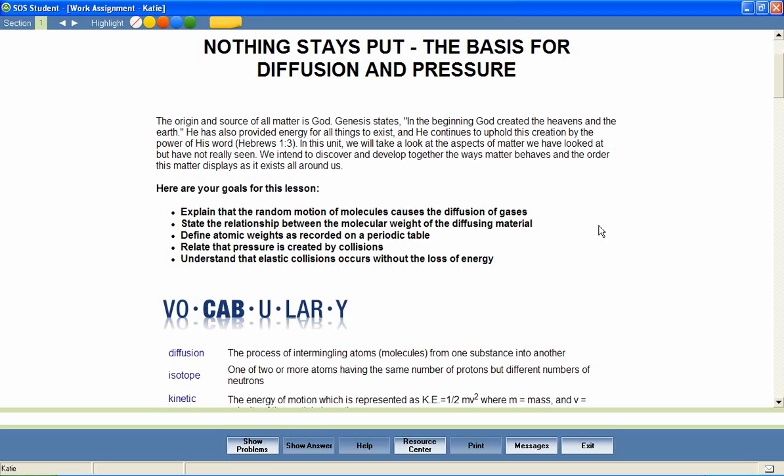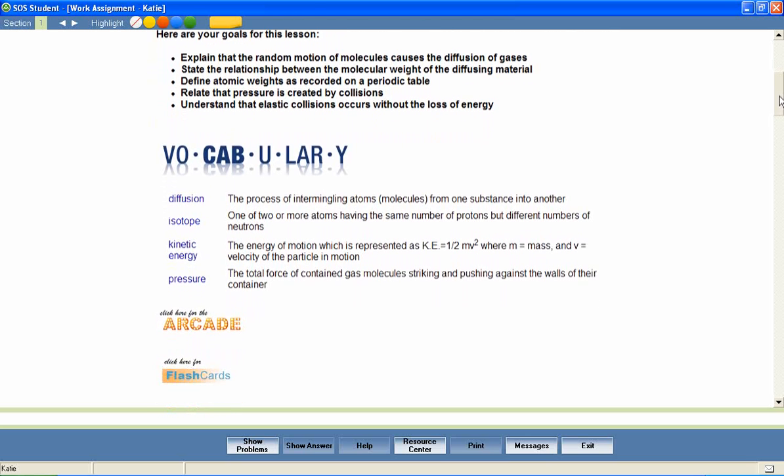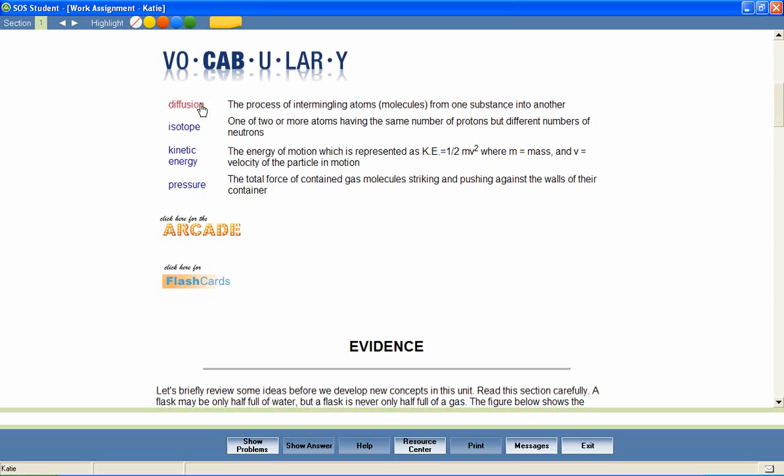of lesson content. At the beginning of most lessons, your students will also encounter a list of vocabulary words that will be used throughout the lesson. We've included several activities to encourage mastery of these important words. For example, students can hear the correct pronunciation of each word. Pressure, isotope.